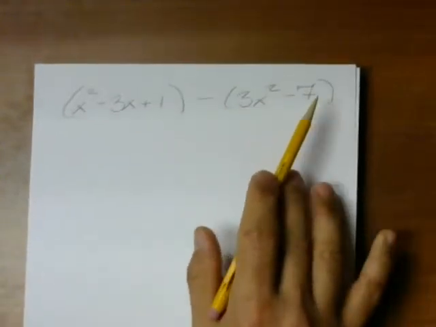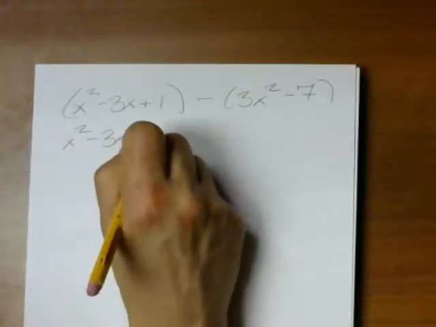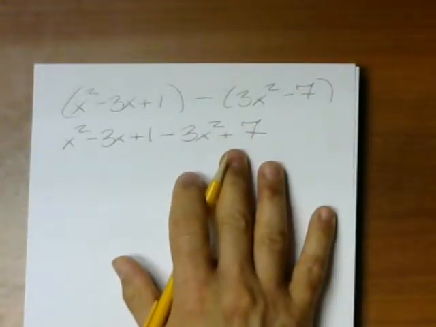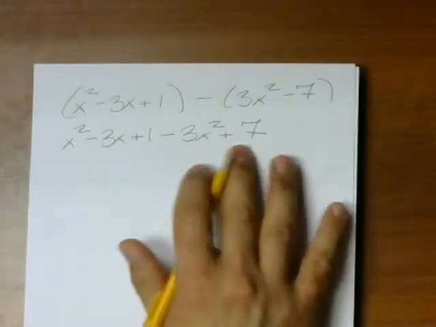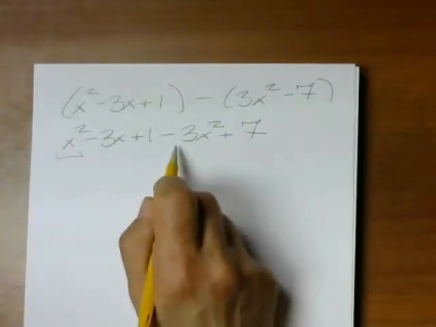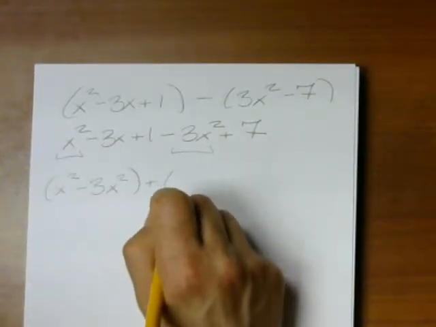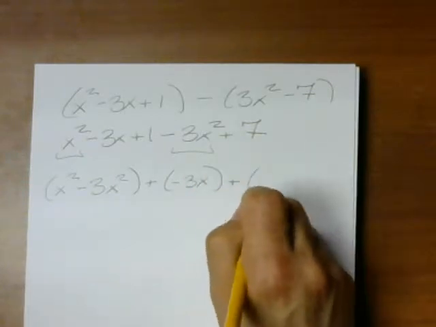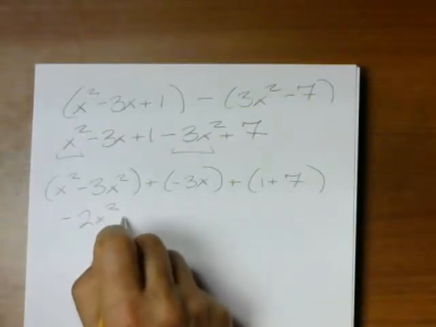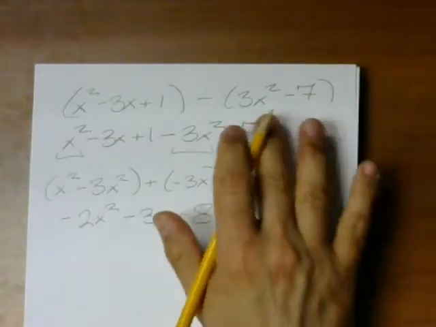So most of you probably know that we can distribute the negative to both terms. Writing it like this. And now, basically, all we have to do is combine. So that's one way to solve the problem. And now we can combine this however we like. We could combine these two. So let's say we get x squared minus 3x squared plus minus 3x plus 1 plus 7. And we get minus 2x squared minus 3x plus 8. But this is not the only way to do the problem.